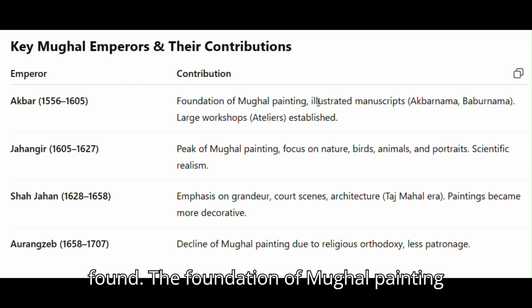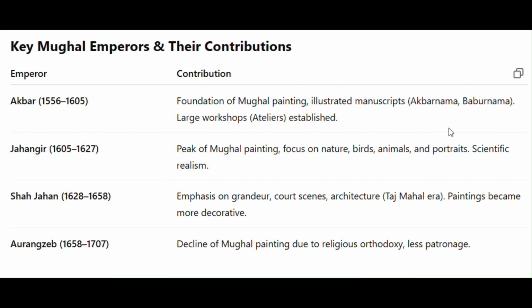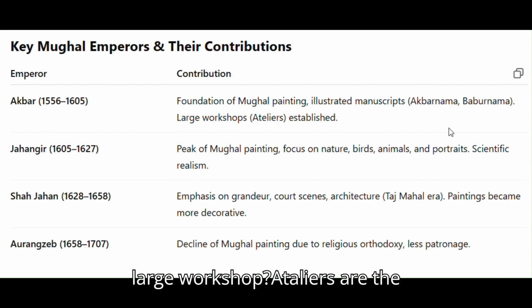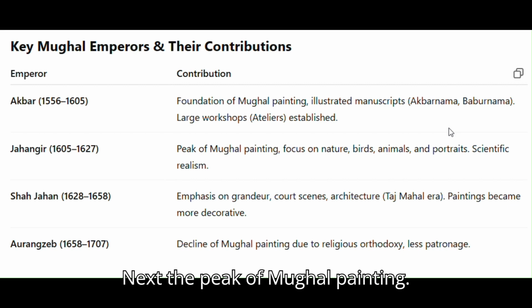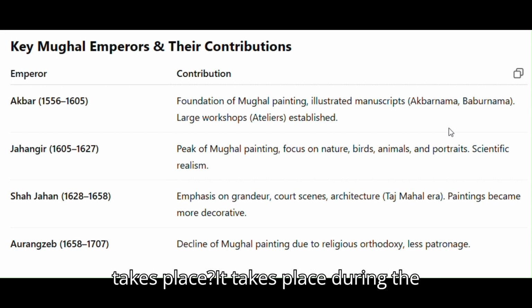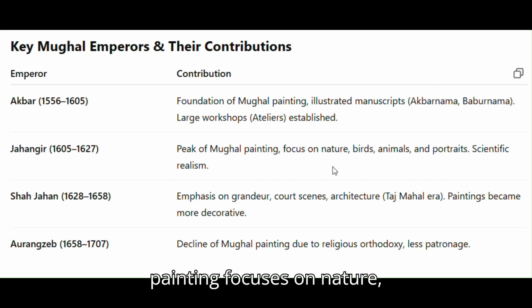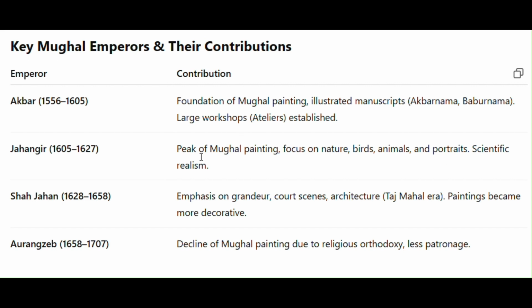The foundation of Mughal painting is done by Akbar, and illustrated manuscripts known as Akbarnama, Baburnama, and then the large workshops established. What is a large workshop? Ateliers are known as the large workshop. Next, the peak of Mughal painting. When does the peak of Mughal painting take place? It takes place during the Jahangir period. The peak of the Mughal painting focuses on nature, birds, animals, and portraits, scientific realms.